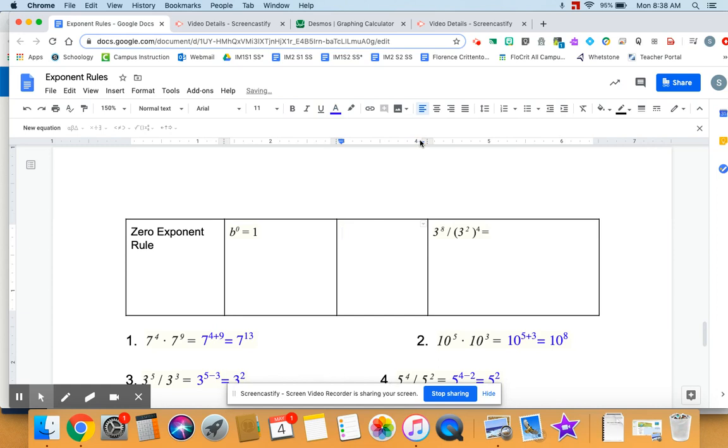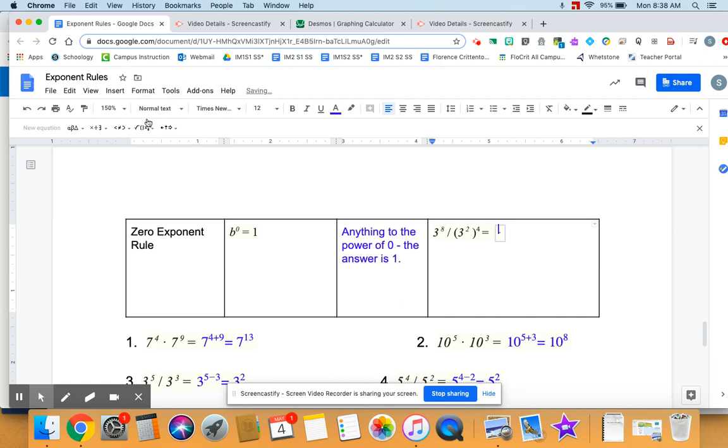So anything to the power of 0 is 1. I'm going to show you why real quick in this nifty little example that combines the rules all together.